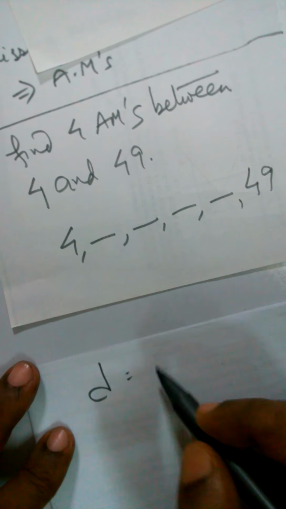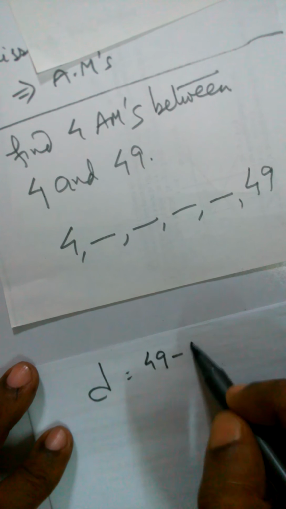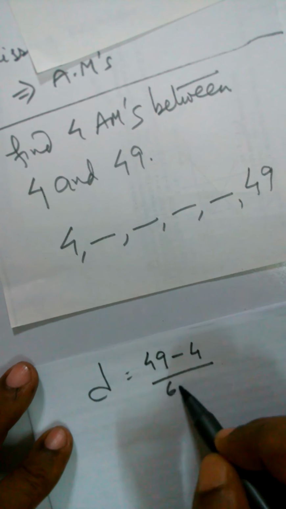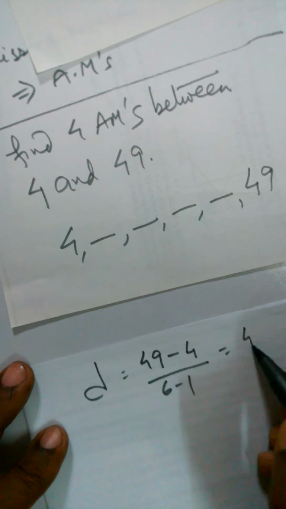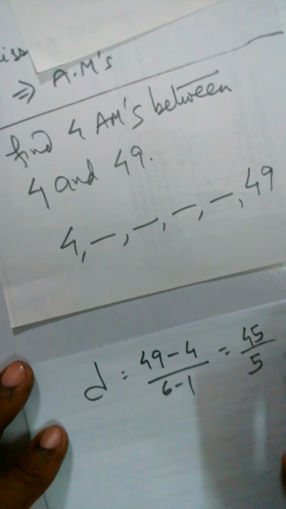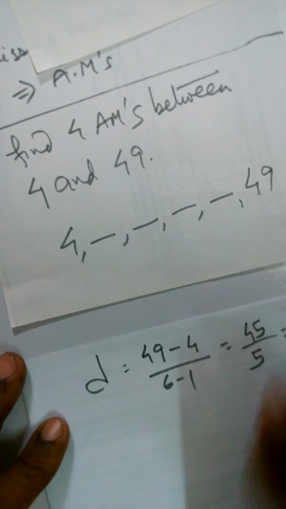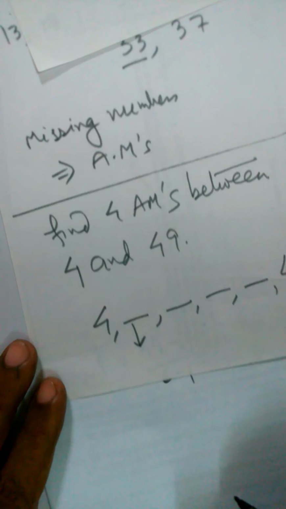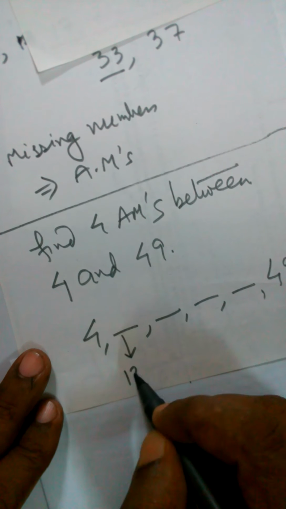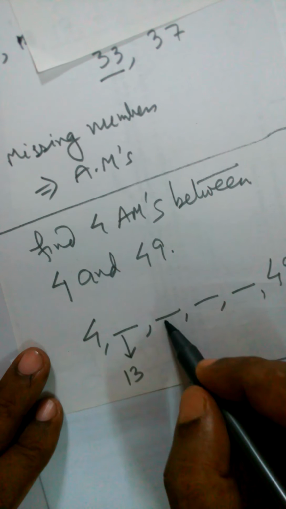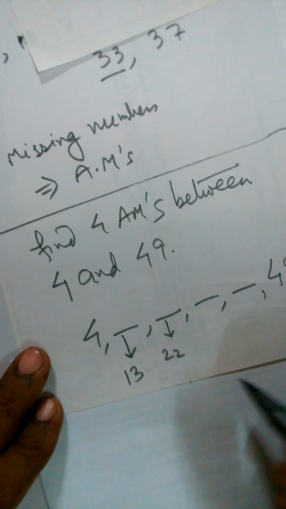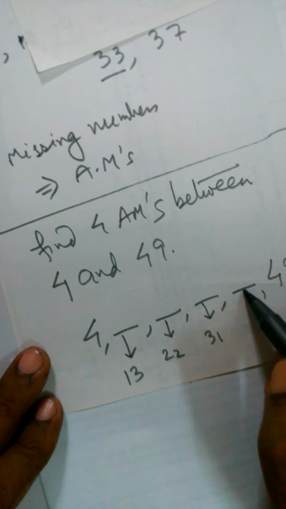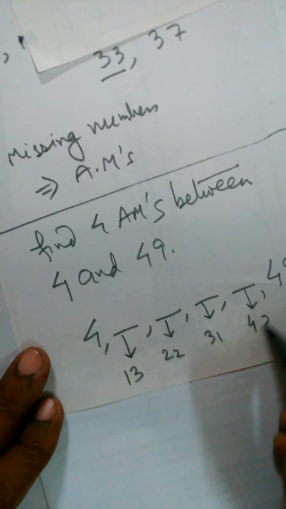What will be D? D will be 49, the last term, minus the first term 4, divided by 6 minus 1, that is 45 by 5, which is 9. So this will be 13 because the difference is 9. This will be 22, difference is 9. This is 31, and this is 40.